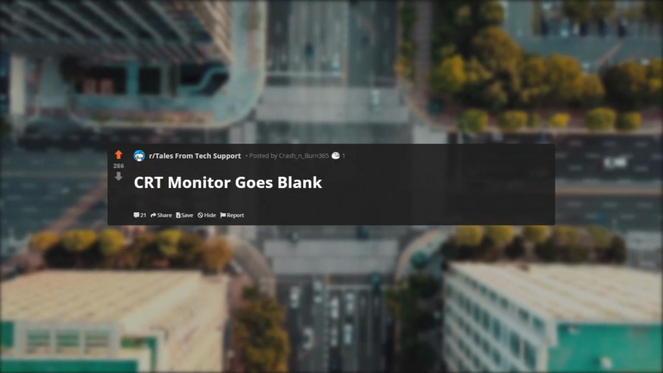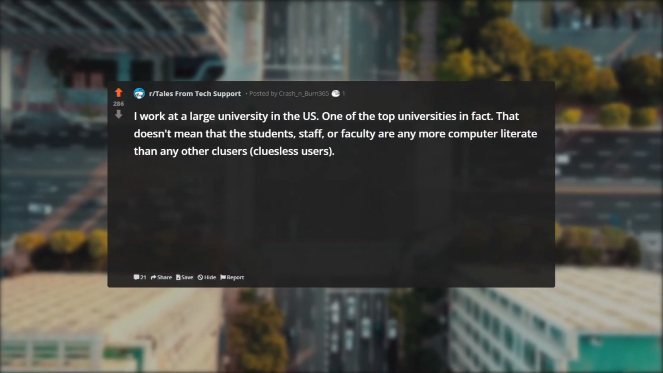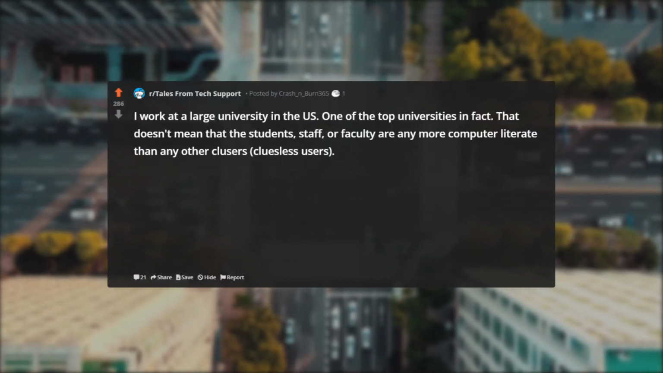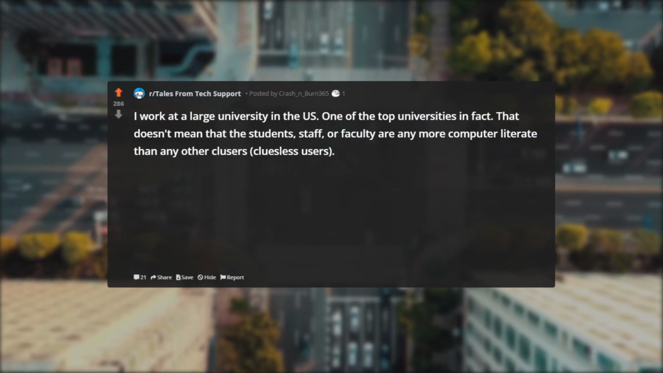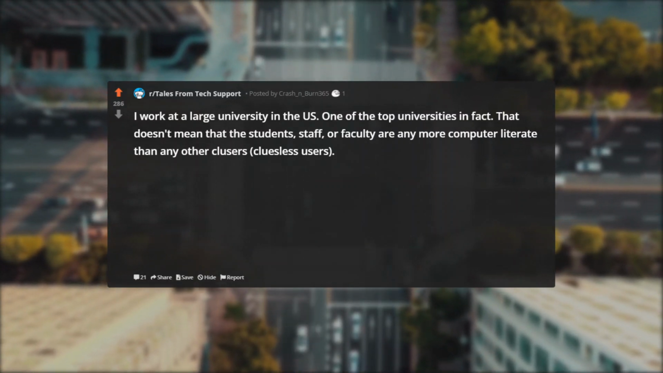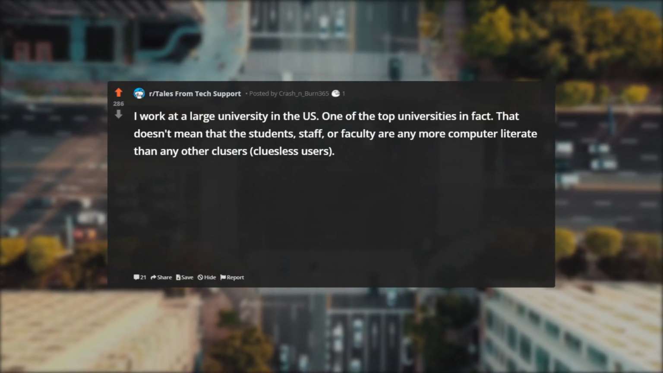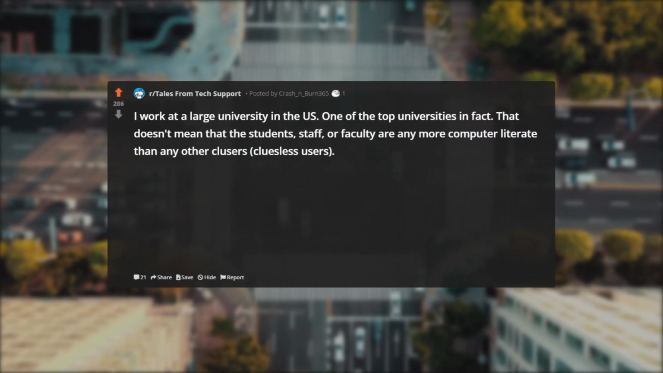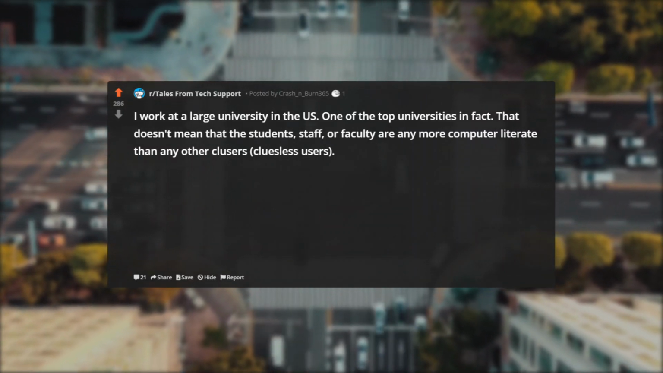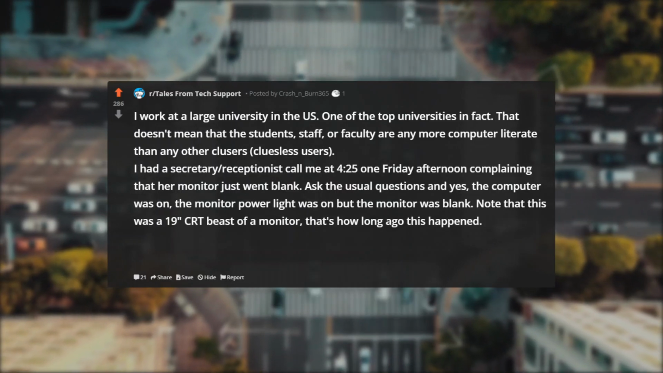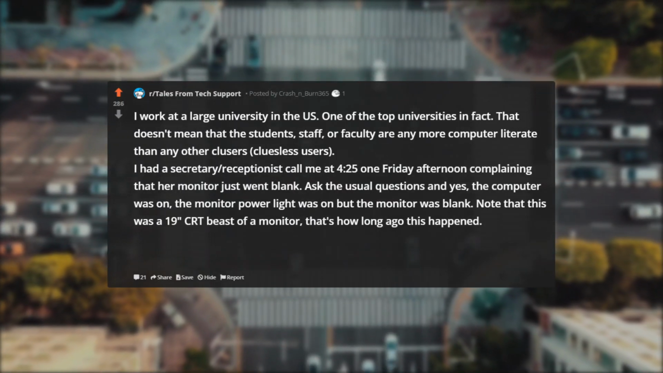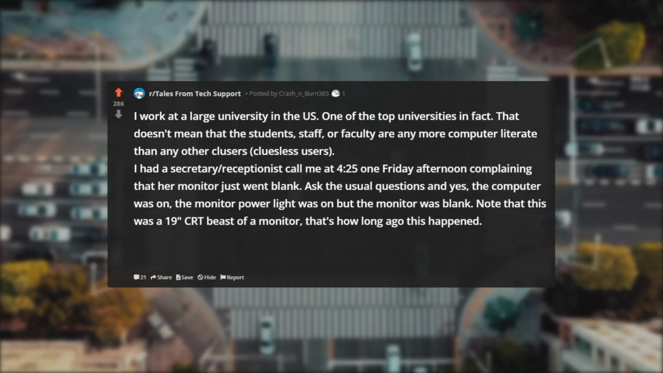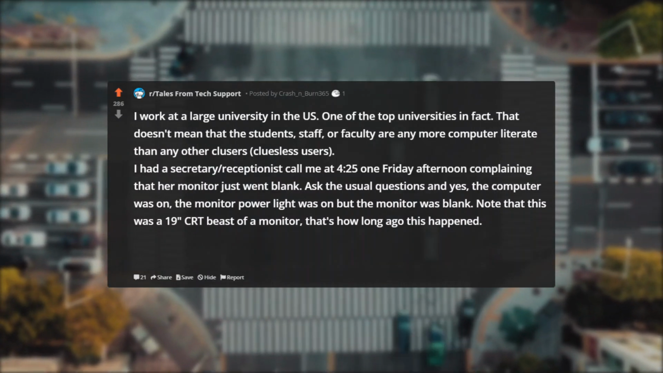CRT monitor goes blank. I work at a large university in the US. One of the top universities, in fact. That doesn't mean that the students, staff, or faculty are any more computer literate than any other clueless users. I had a secretary/receptionist call me at 4:25 one Friday afternoon complaining that her monitor just went blank.